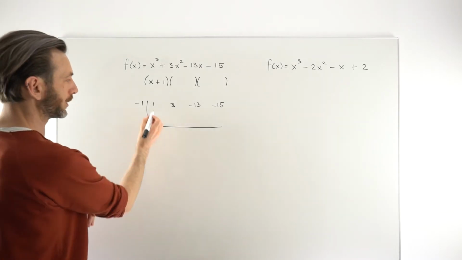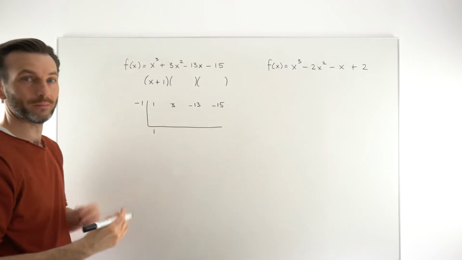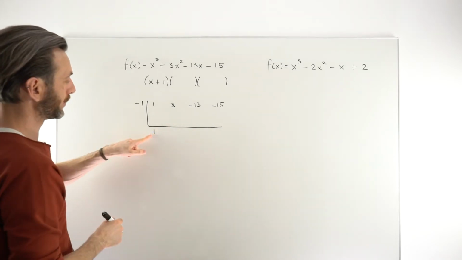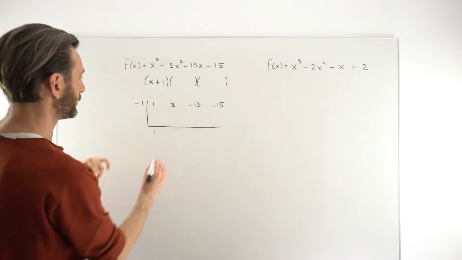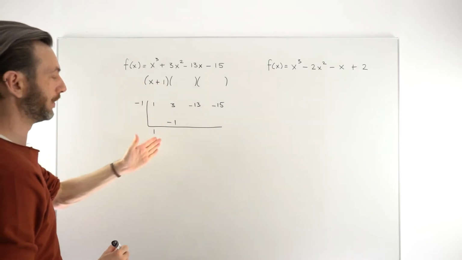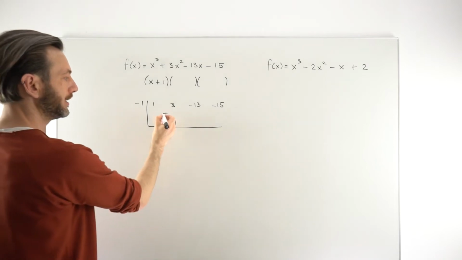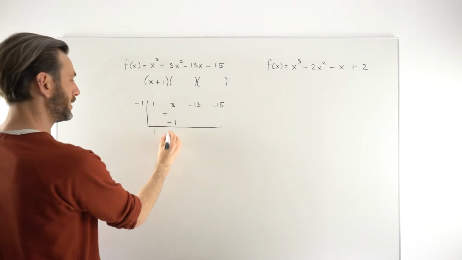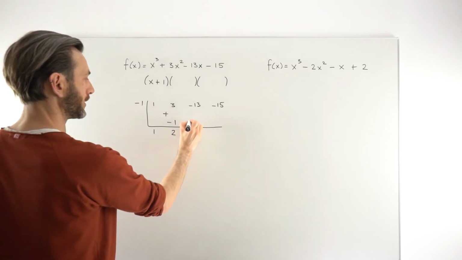So the way the process works, whatever number lands up here in the first column, you just pull that down to the bottom. That's just how it goes. Then when a number lands here, you multiply it to this outside number. So 1 times minus 1 gives you minus 1, and you put the result in the next column. When a number lands in the columns, you always add them together. So 3 plus minus 1, well, that's just 3 minus 1. So that's 2. Minus 1 times 2 gives us minus 2.